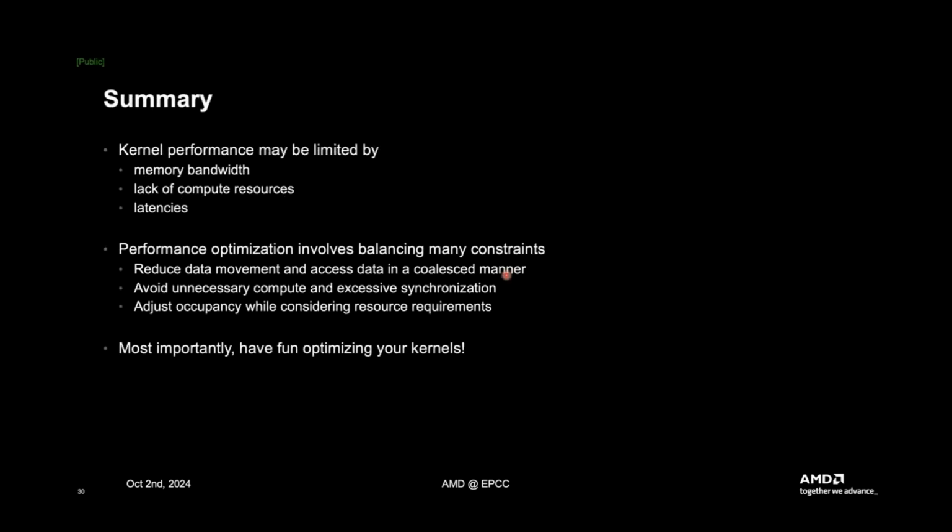So in summary, we have kernels that may be limited by different things, mainly memory bandwidth, maybe compute resources, maybe latencies. It's important to be aware of those and apply the right technique for the type of kernel that you're dealing with. Reducing data movement becomes very important for memory-bound kernels. Avoiding unnecessary compute and using some tricks like intrinsics can help you minimize the number of instructions that you have to execute. And of course, having an eye on occupancy and whether we are filling up the resources that are available in the GPU can help us improve performance in most cases.